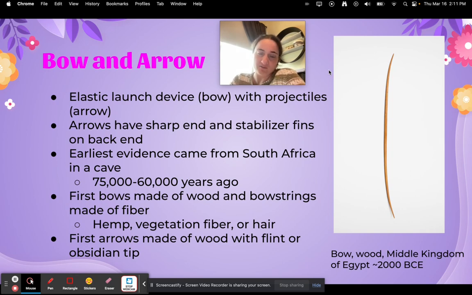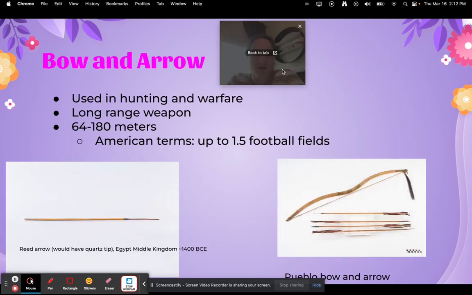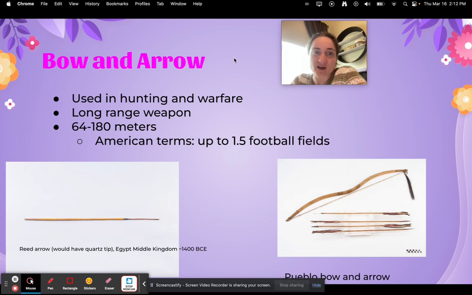The first bows were made out of wood, and the bowstring was made out of fiber. That fiber could be anything like hemp, vegetation fiber, or hair. The first arrows were usually made out of wood with a flint or obsidian tip. They were used in hunting and warfare. The importance of them is that they're a long range weapon. Ancient bow and arrows could reach anywhere between 64 and 180 meters. In American terms, that's about 1.5 football fields.